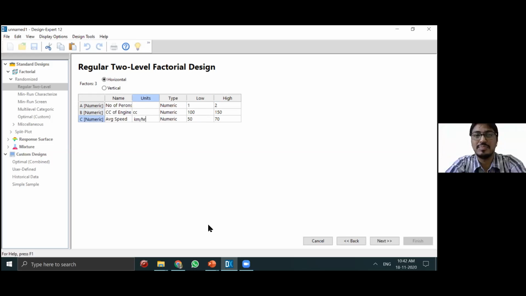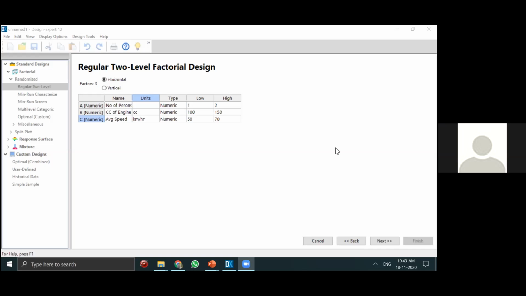So dear participant, please enter this data, then we can go for the next thing. Design Expert, windows and full screen mode. Yeah.